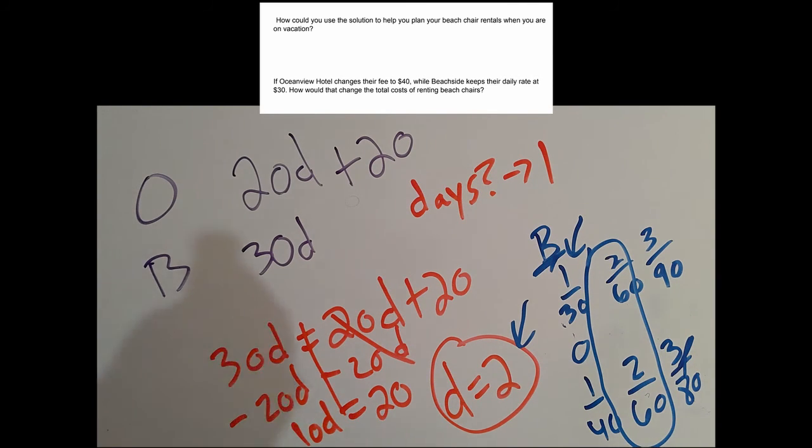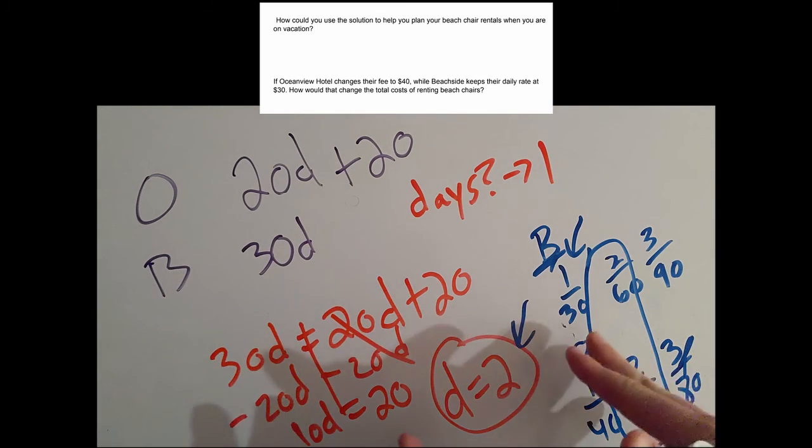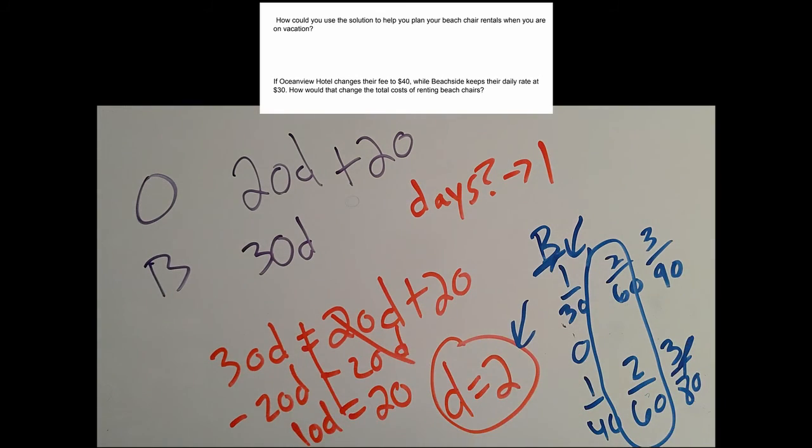The last thing just says, if they change it to 40, Beachside keeps their normal rate at 30, how does that change? It's just going to change when we run into the same price. So we don't need to do any math with this, just that it's going to shift our numbers around a little bit.